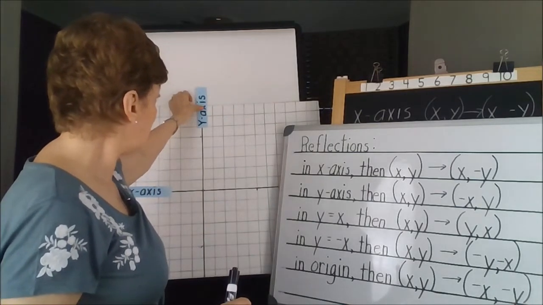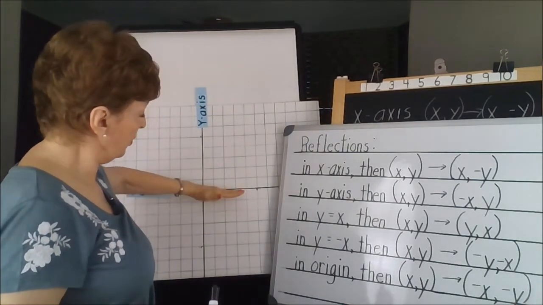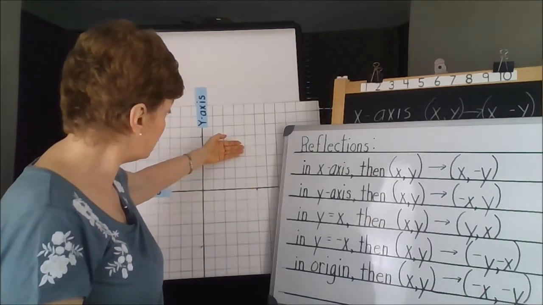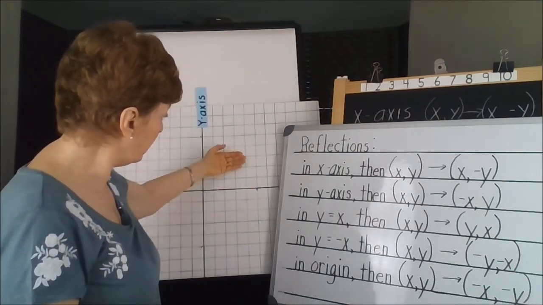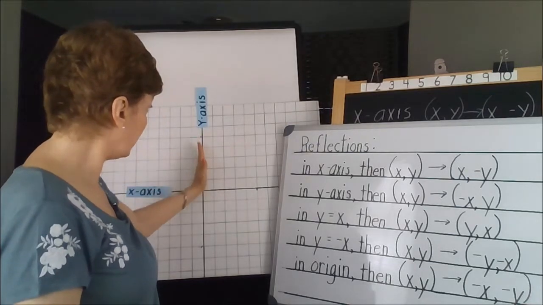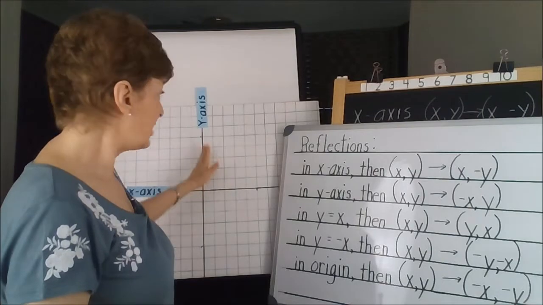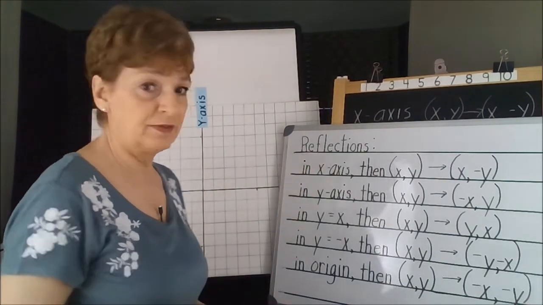These would act like mirrors. So if you figured you had a mirror right here, the reflection would be from this to this quadrant. And if you were reflecting over the y-axis, your mirror would be here. So that's really what this means when we talk about reflections.